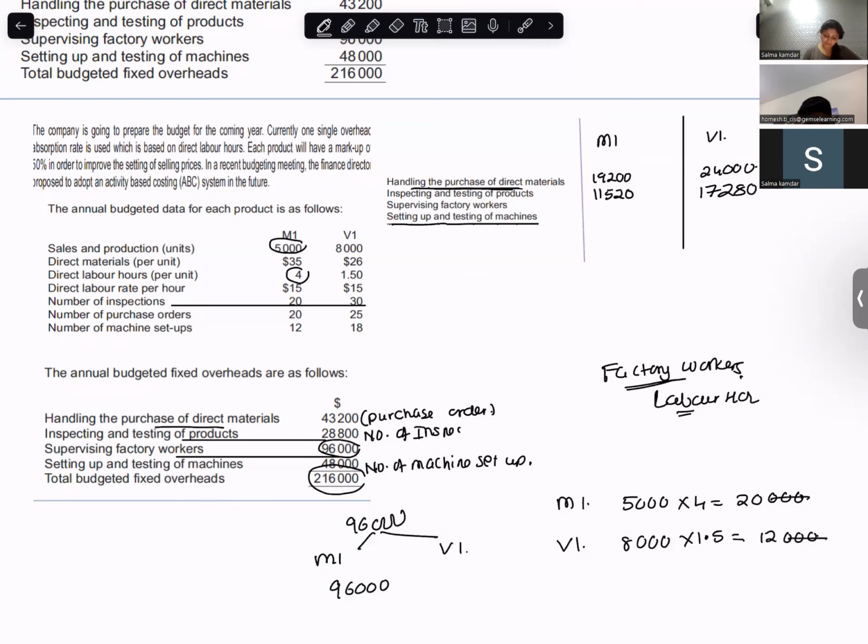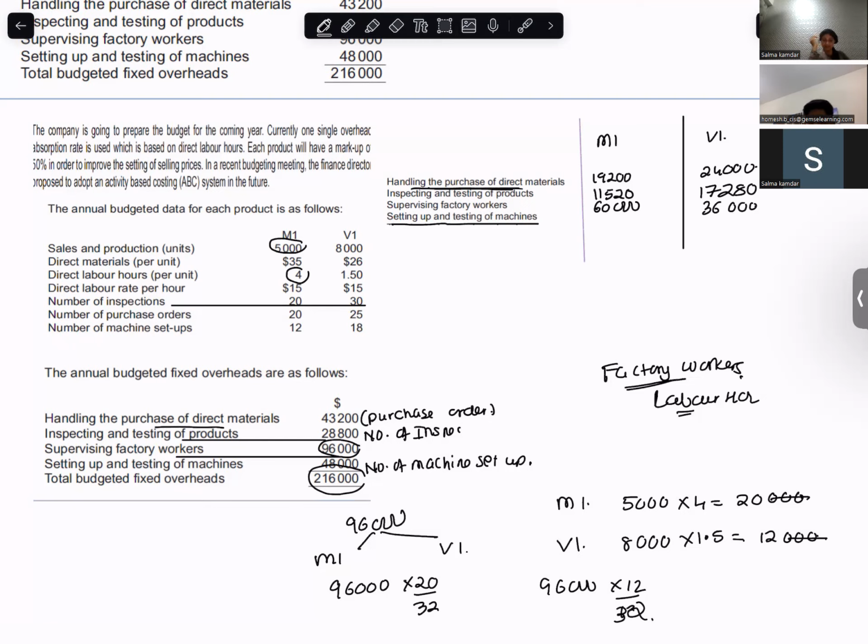96,000 into 20 by 32, and V1 would be 96,000 into 12 by 32. So M1 is 60,000, and V1 is 36,000.